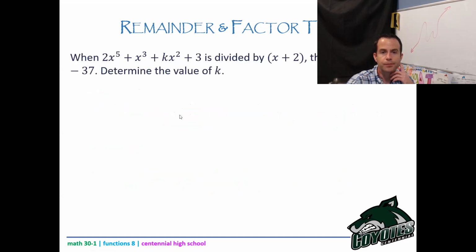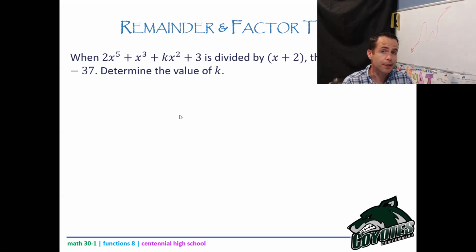All right. When 2x to the 5 plus x cubed plus kx squared plus 3 is divided by x plus 2, the remainder is negative 37. Determine the value of k. Okay, well, this is just using the remainder theorem. I don't need to long divide this. I don't need to synthetically divide this. I just need to use the remainder theorem. I know that I am dividing by x plus 2, which means I can plug in negative 2 for x and get out the remainder.